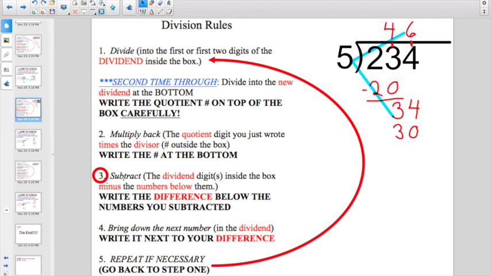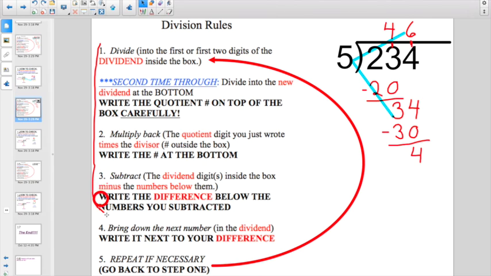Moving on to step 3, subtract the dividend digits inside the box minus the numbers below them. I have 34 minus 30. So what is 34 minus 30? Hey, that would be 4, right? And I write it right below the numbers you subtracted. So remember, if you divide, you must multiply back and you must subtract every time.